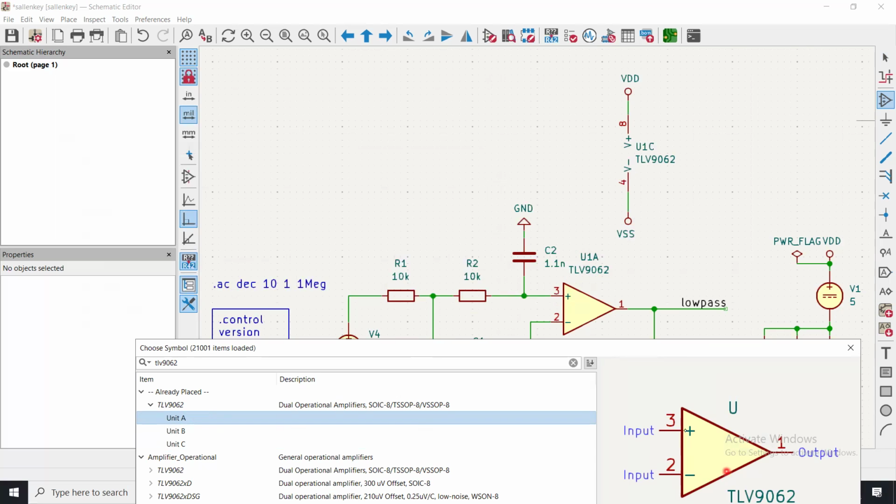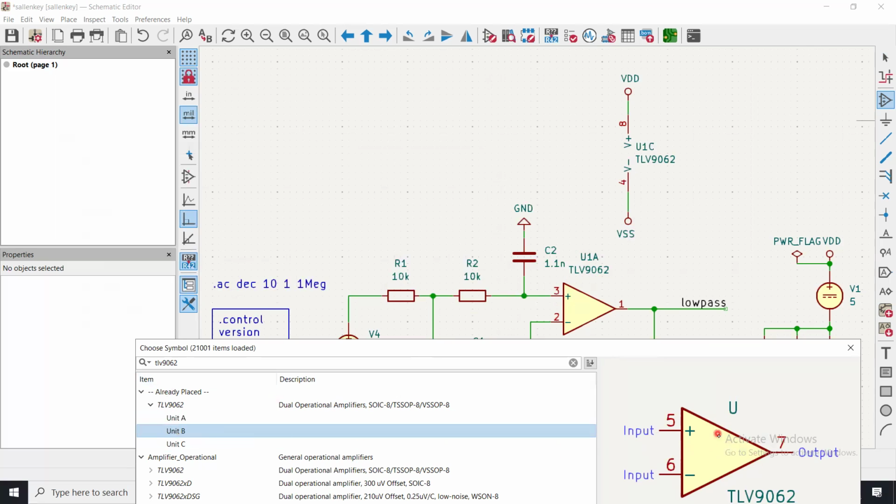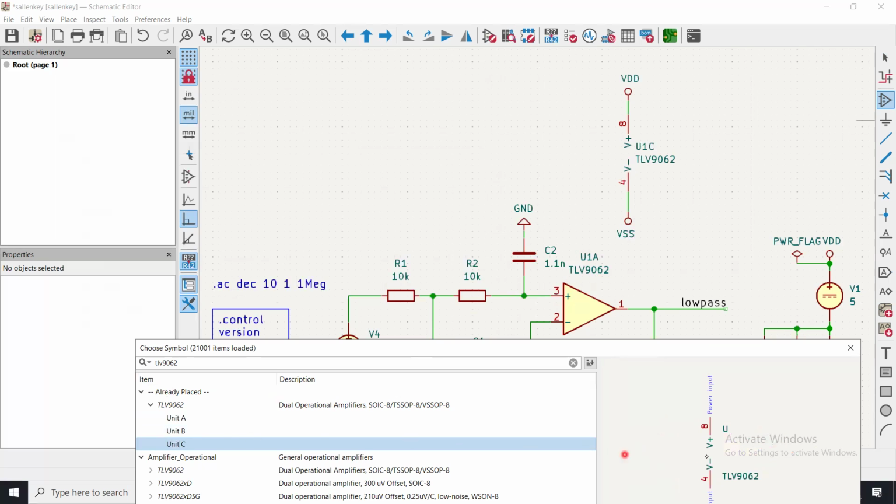So the first 3 pins, 1, 2, 3, are for unit A. The next 3 pins, 5, 6, 7, are for unit B. And this is pin 4 and 8, which is what I have done here. You see that? I chose only one single unit because I need only one piece of that IC. It has got 2 pieces in the single IC.